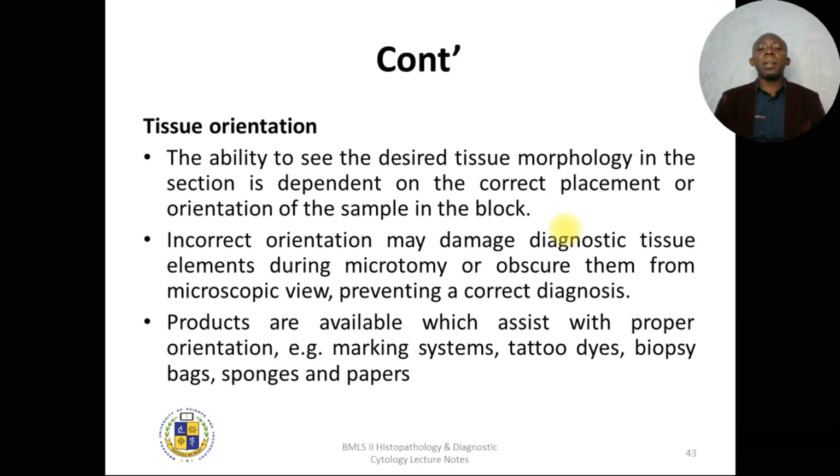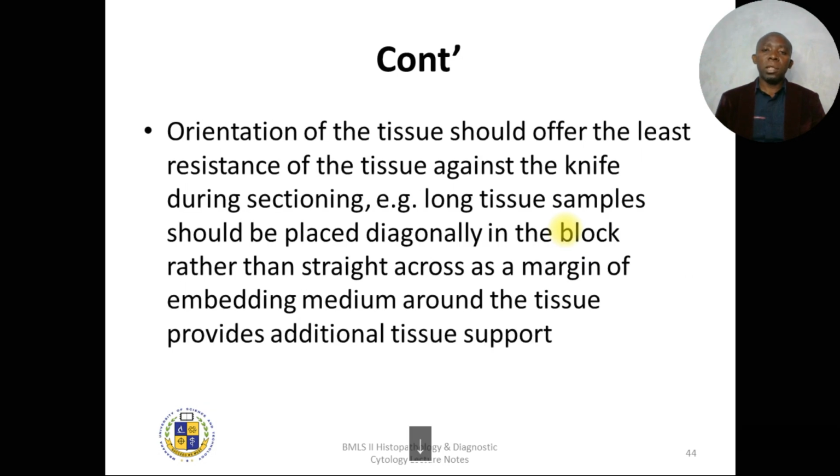So when you see black, you know this is the anterior of the breast, and then when you're orienting, you can orient it properly in the mold so that when it is sectioned, we can easily not miss out the features of interest. So orientation of the tissue should offer the least resistance of the tissue against the knife. So this is also very important.